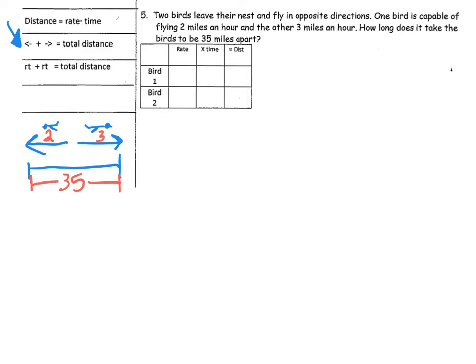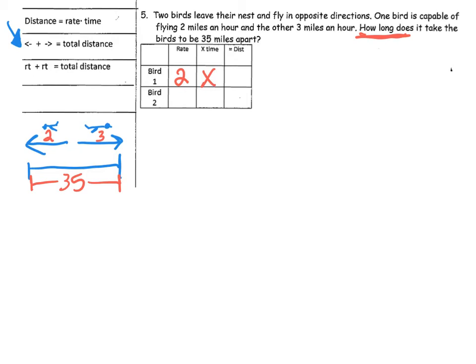All right, rate times time equals distance. Distance equals rate times time. What I'm going to do is I'm going to find rate times time, and then I'm just going to write those two numbers in my distance section. So rate times time equals something. How fast is bird 1 flying? 2 miles an hour. How long did bird 1 fly? Do we know? We don't know. That's our X. We don't know the time. And hey, how long does it take? There's our X.